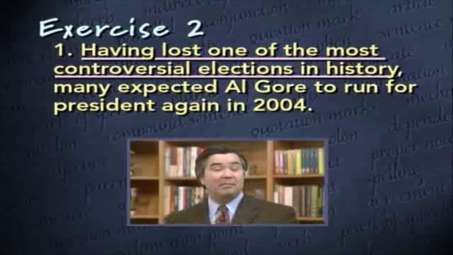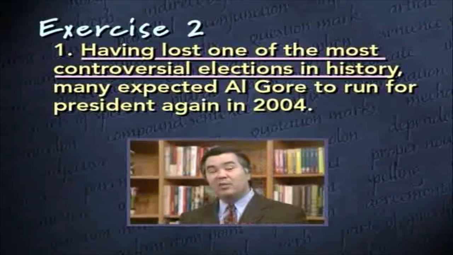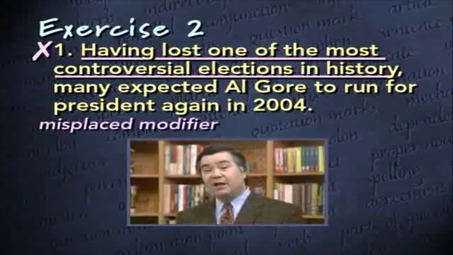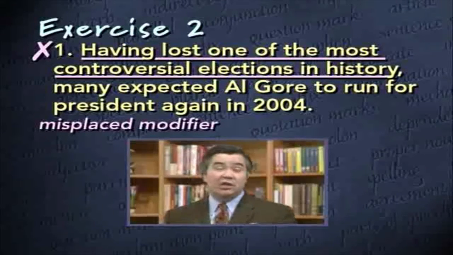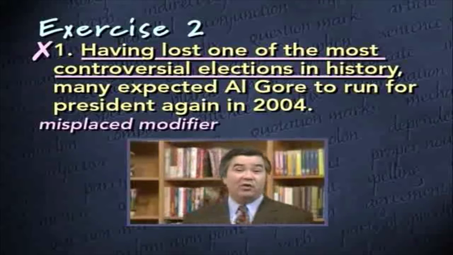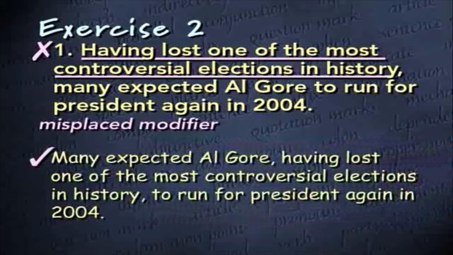Now, as with many of these kinds of sentences, there's more than one way to fix it. This is technically a misplaced modifier. The modifying phrase should be next to Al Gore. So one way to fix it would be to simply move the entire phrase next to Al Gore, in which case the sentence might read like this. Many expected Al Gore, having lost one of the most controversial elections in history, to run for president again in 2004. This is all right. It would be a perfectly correct way of fixing the sentence.